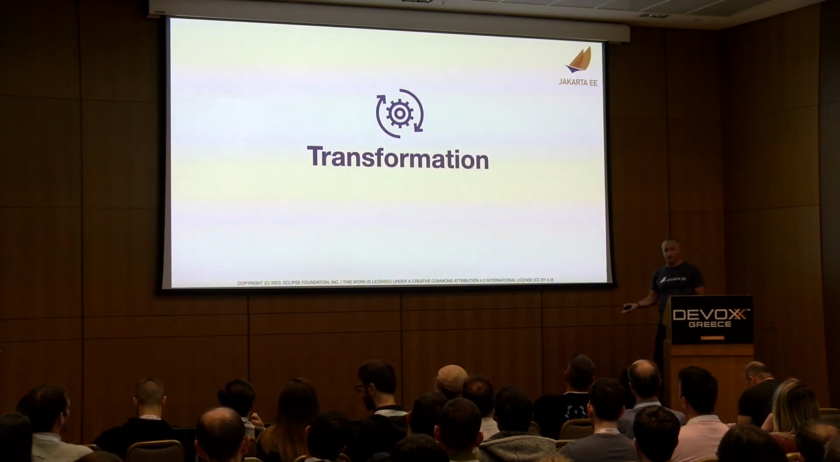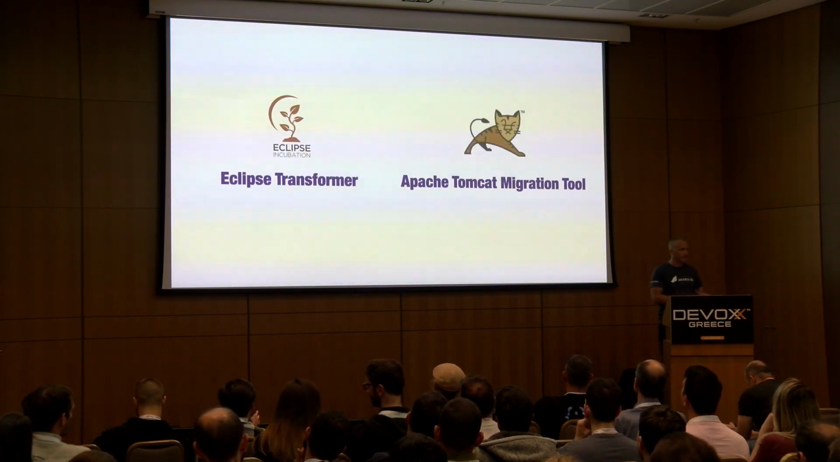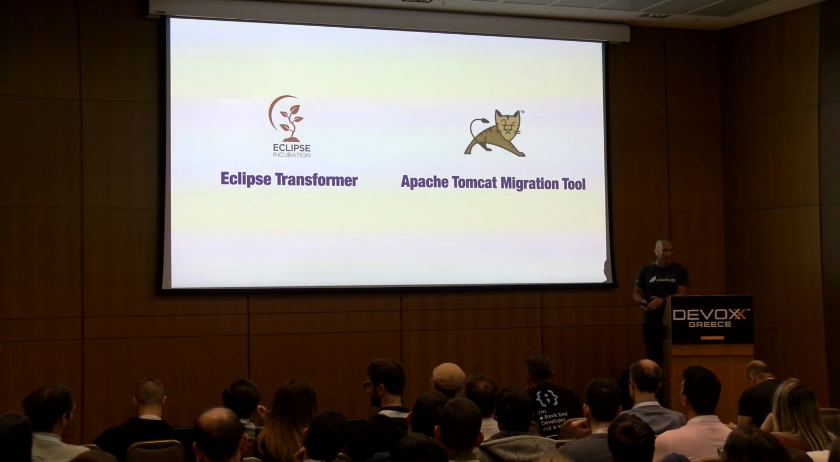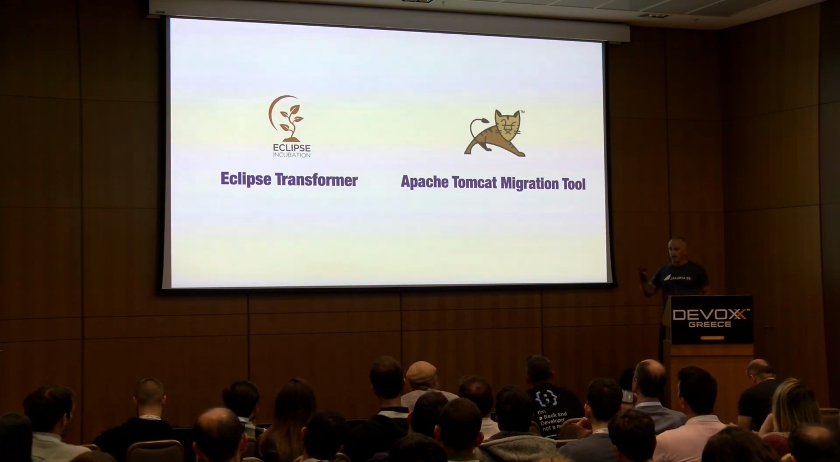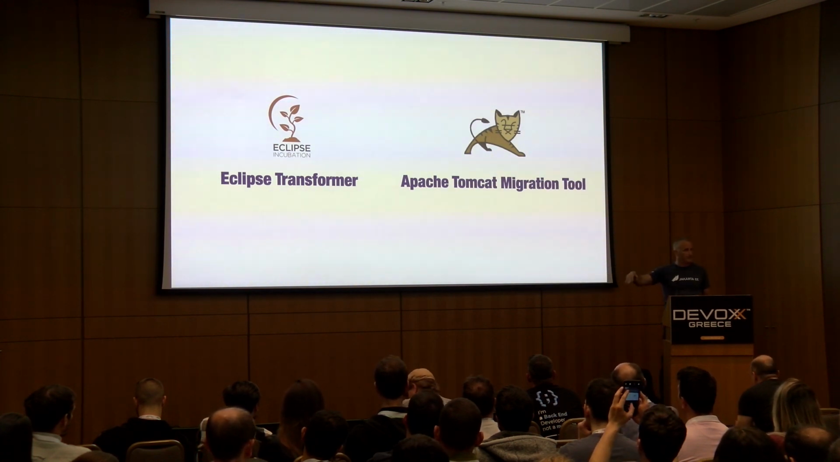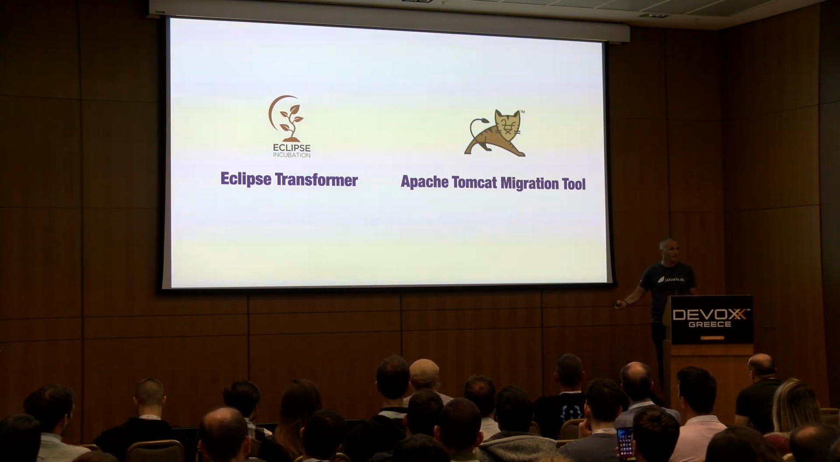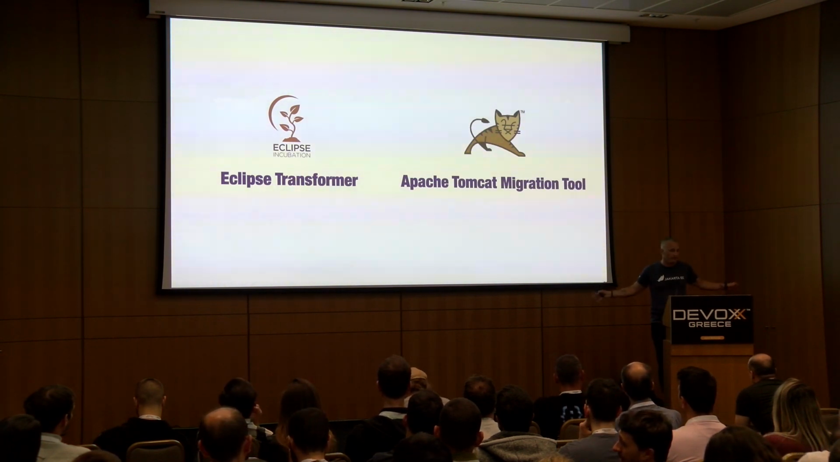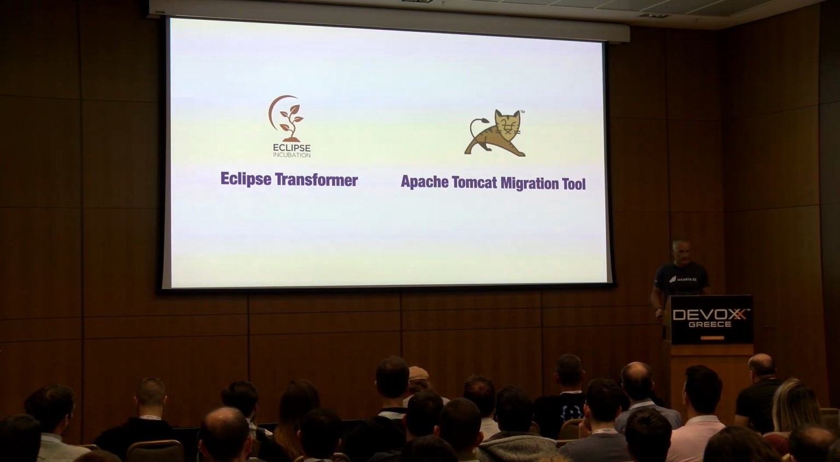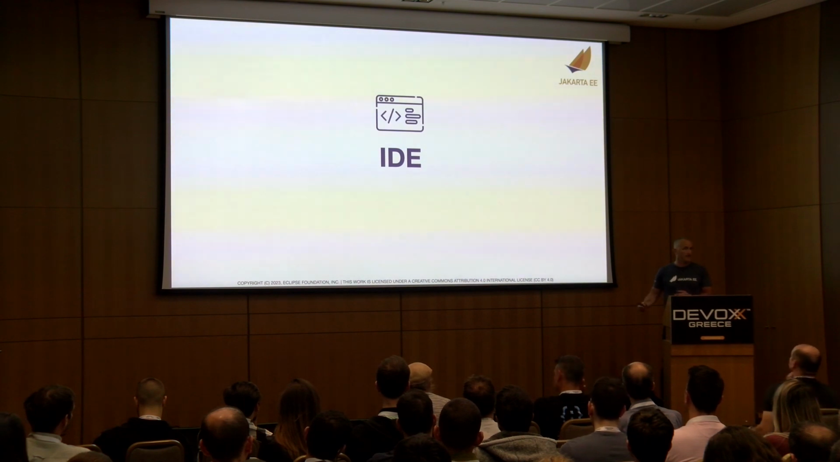And you can do this by just transforming your code. You could run a transformer, for example, the Eclipse Transformer or the Apache Tomcat migration tool. Just take your JAR file or WAR file and let it go through these transformers, and it will create a copy of the JAR file, but in the Jakarta namespace. So it will change the bytecode for you, and you can run it and never have to think about it again. But if you have the source code, you probably want to do it in the source code and not rely on this bytecode transformation all the time.